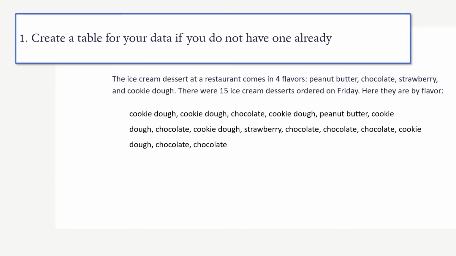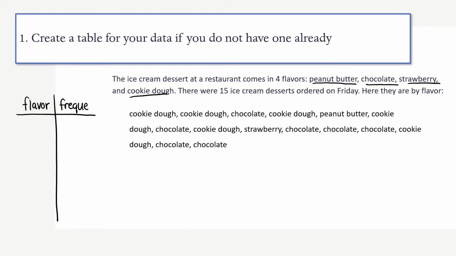So an ice cream dessert at a restaurant comes in 4 flavors: peanut butter, chocolate, strawberry, and cookie dough. There were 15 ice cream desserts ordered on Friday. Here they are by flavor. So let's create a table for this. We know that we are going to need the flavors and the frequency of those orders. And we know that there are 4 flavors.